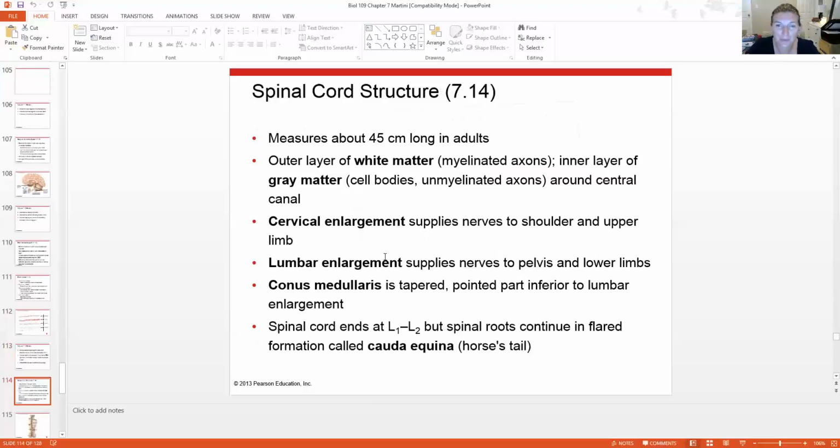Last few pages of the chapter is dedicated to the spinal cord. It's about 45 centimeters long, or about 18 inches. It has an outer layer of white and inner layer of gray, which is opposite of the brain, right? The brain had the gray matter on the outside and the white matter on the inside.